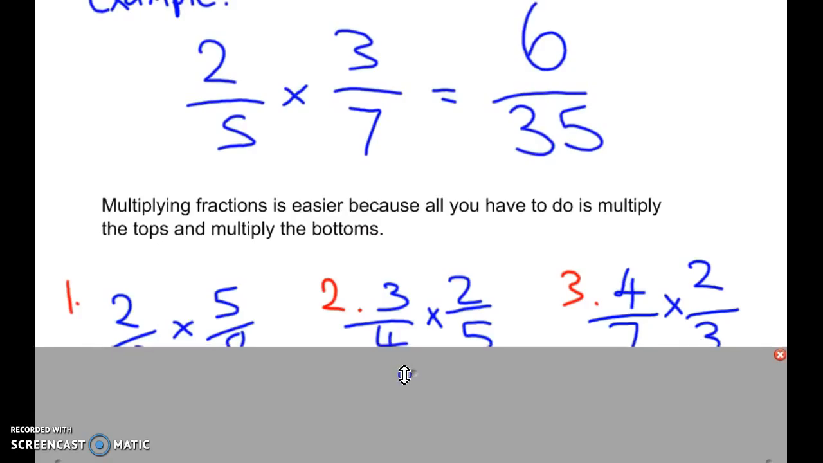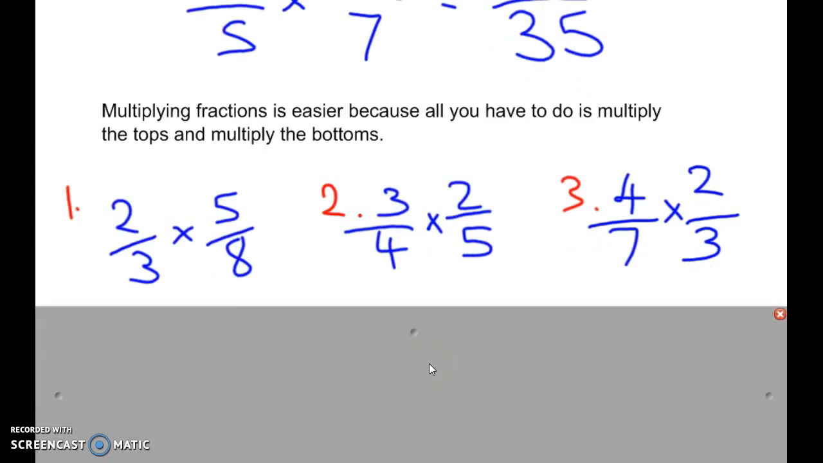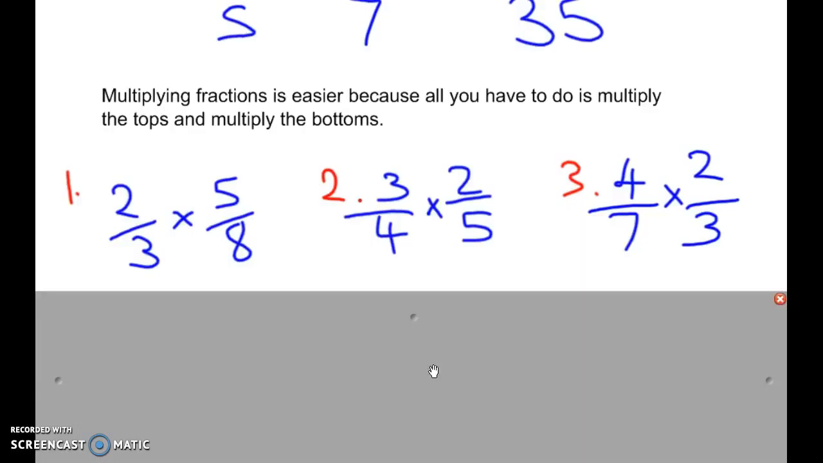So here are 3 questions to have a go at. Again, afterwards, if you get an answer that can be simplified, think about simplifying it. If you're asked to simplify it, you have to. If you're not asked to, you can get away without doing it. So we pause here.